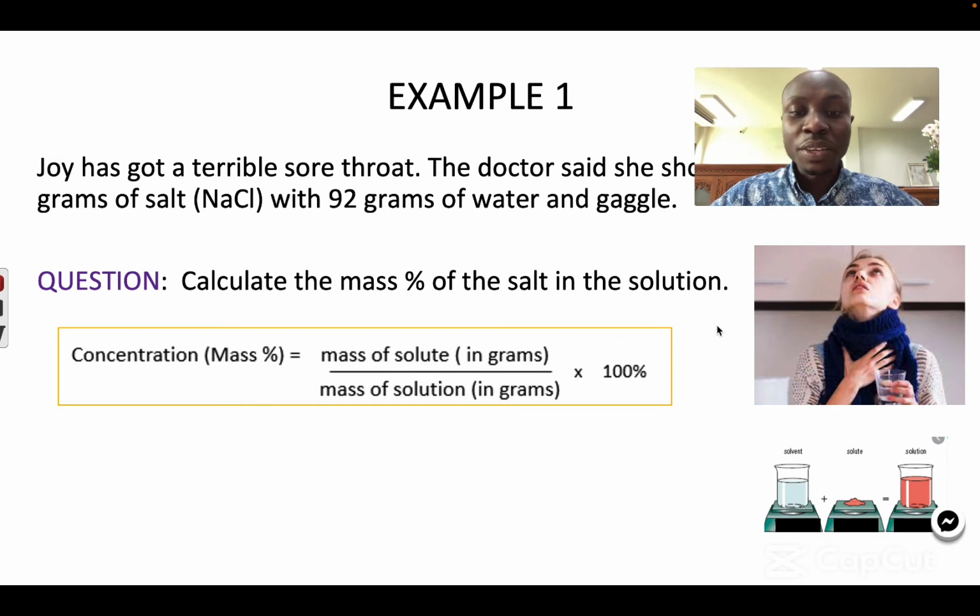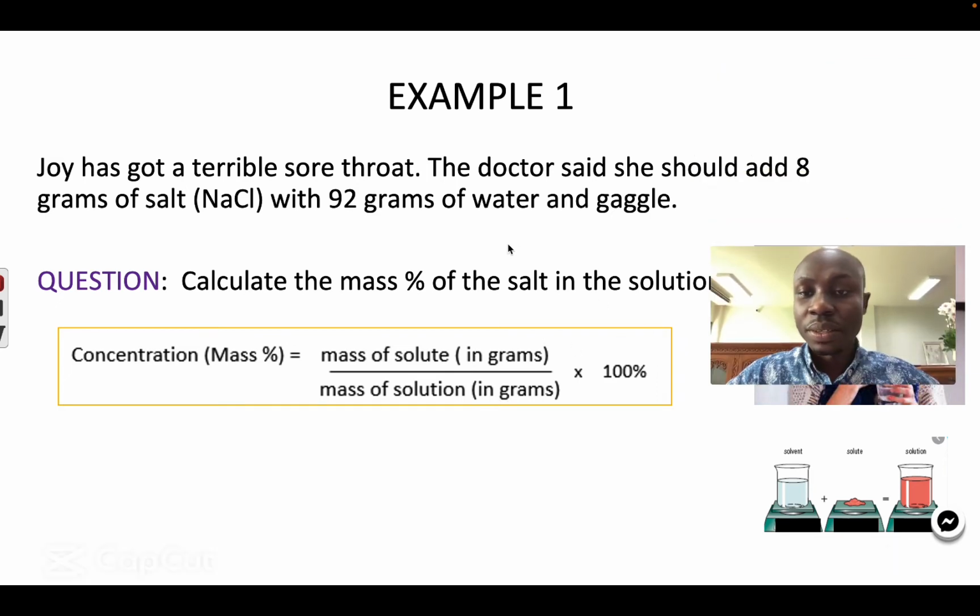So what do we know already from this question? We know the mass of the solute. What is that? 8 grams. We know the mass of water, the solvent, 92 grams. But we don't know the mass of the solution, right? So how do we find the mass of the solution?